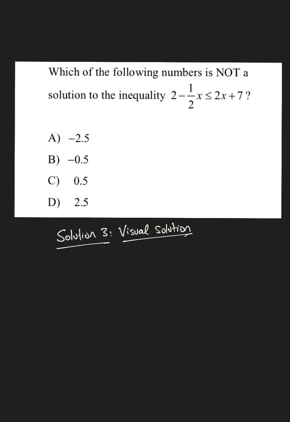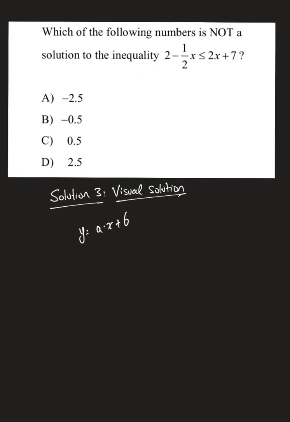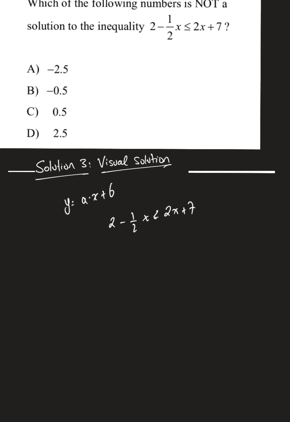What I want you to realize now is the following. The inequality has two sides, the left side and the right side. Both sides are linear functions of x. How can I know? Because a linear function is always of the form y equals a times x plus b, and as you can see, both the left side and the right side are of that form. So actually, we can rewrite the problem by saying, instead of 2 minus 1/2 of x, when is it less than or equal to 2x plus 7? For which values of x is it less than or equal to 2x plus 7?